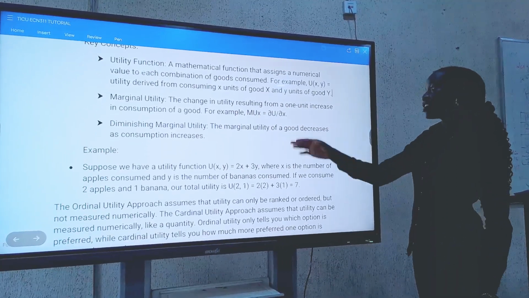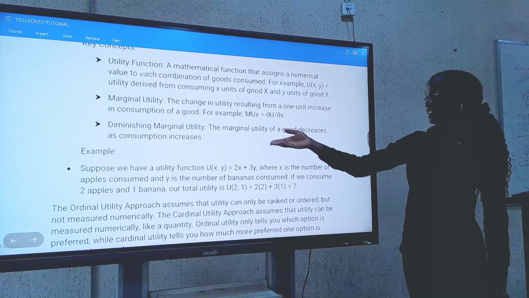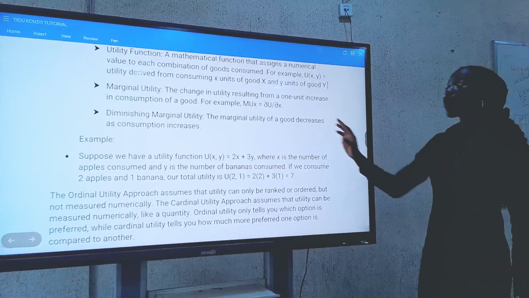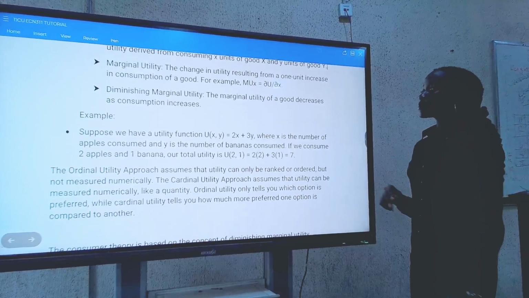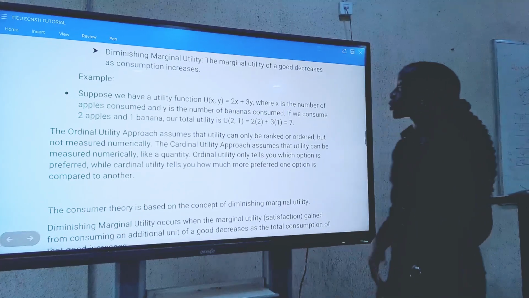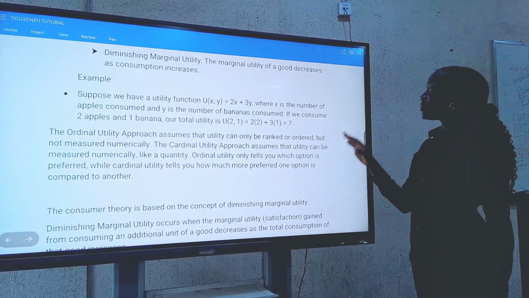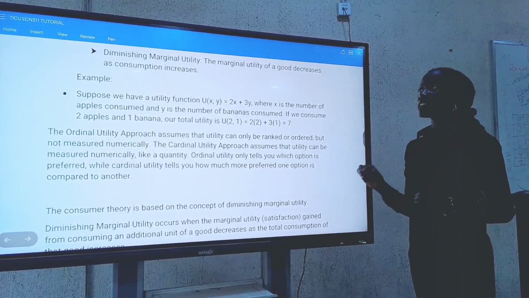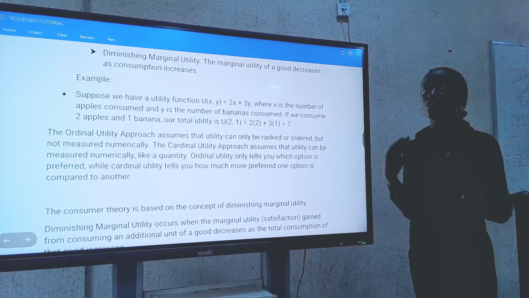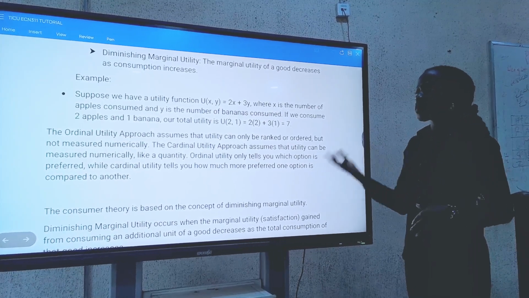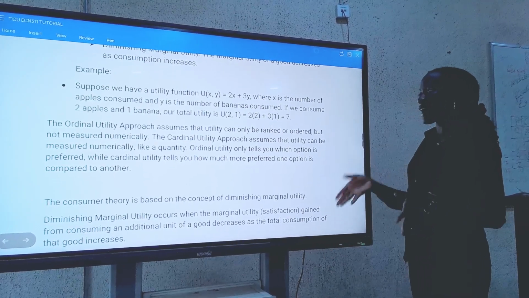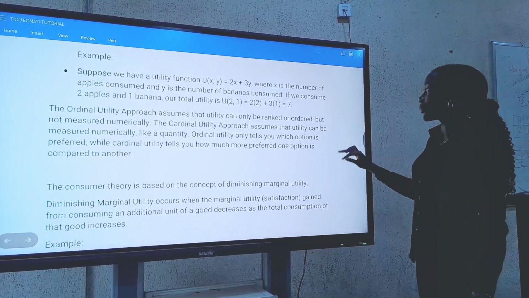Then diminishing marginal utility, I've explained that earlier, and it states that marginal utility of a good decreases as consumption increases. So the ordinal utility approach assumes that utility can only be ranked or ordered. Ordinal utility does not believe that you can tell me that the amount of utility I derived from drinking water is 7 utils, while cardinal believes that it can be measured in that way.